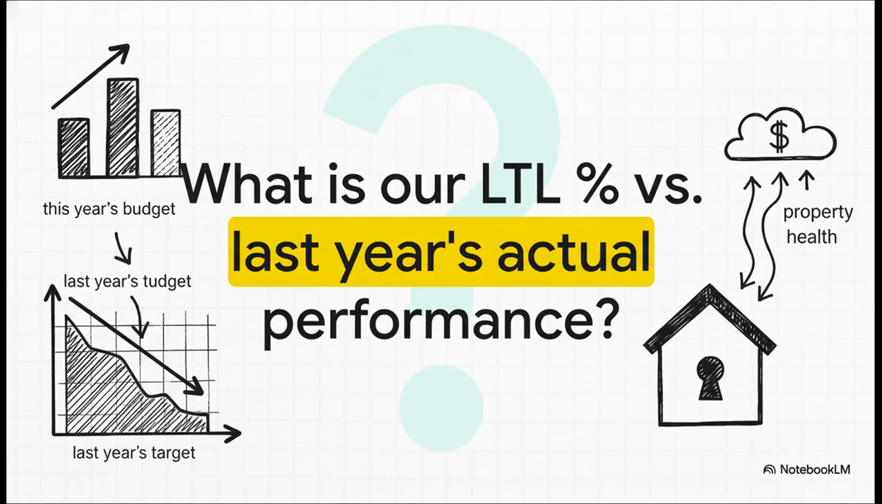You ask, what is our LTL as a percentage of GPR? And what was the actual percentage last year? This simple question is a killer. It does 2 things. It tells you the current size of the problem, and more importantly, it immediately reveals the trend. Is it getting better or is it getting worse? And don't let them compare this year's budget to last year's budget. Insist on comparing it to last year's actuals.